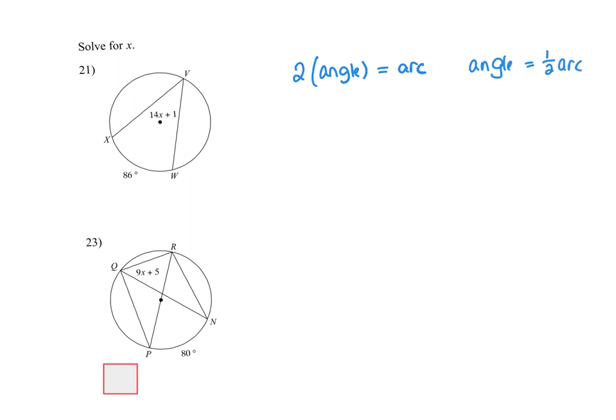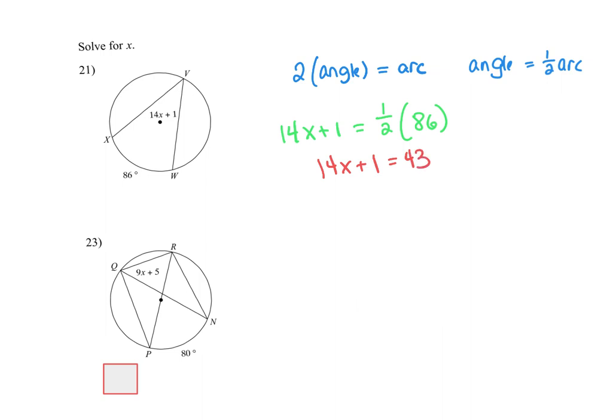of my arc. Those are the exact same things, but you need to think about, what do I have? What am I trying to find? So in this case, I'm going to say the angle equals half of the arc, because it's going to be easier to do that than if I try to double a binomial here. So my angle is 14x plus 1, and that should equal 1/2 of my arc, which is 86. And so now I just have a basic algebra equation to solve. 14x plus 1 should equal 43.